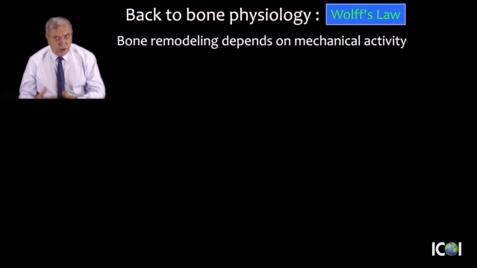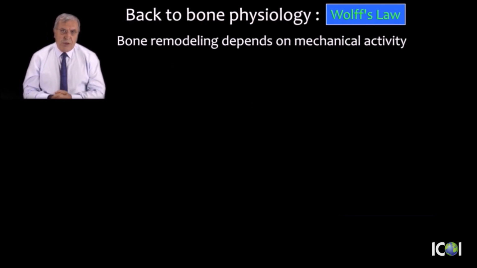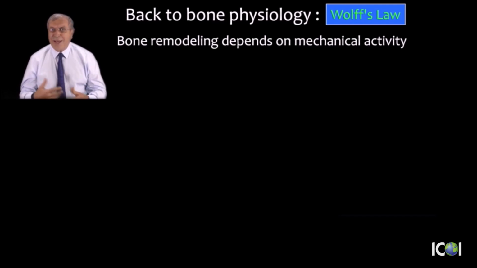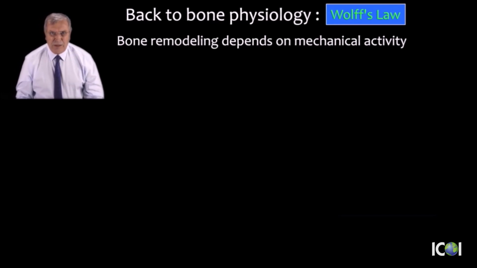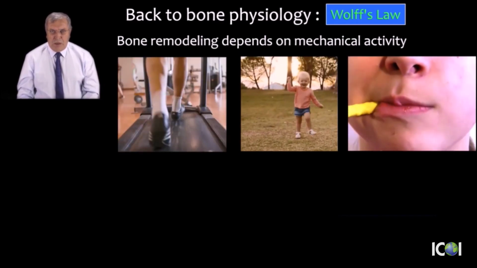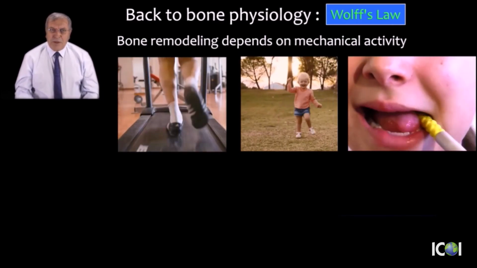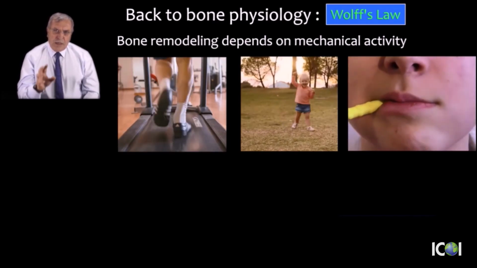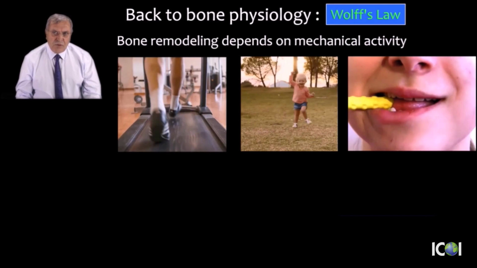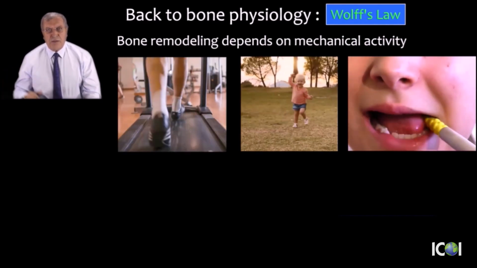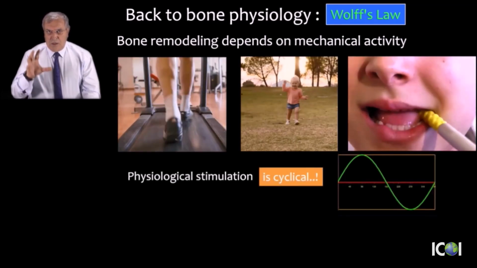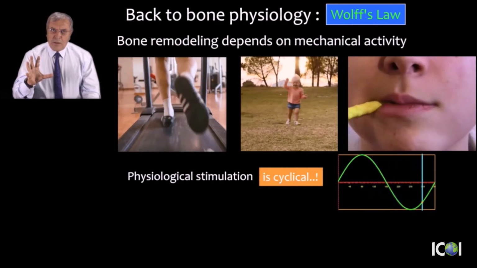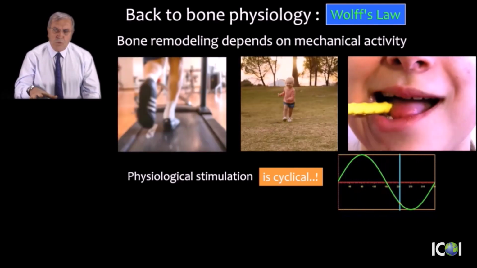If we go back to the physiology and the Wolff law, you know that remodeling depends on the mechanical activity. But what is this mechanical activity? Normal walking, running, chewing. But you can analyze that this activity is not a full constant activity. This activity is cyclic. We press and we relax. We press, we relax, like when you walk.